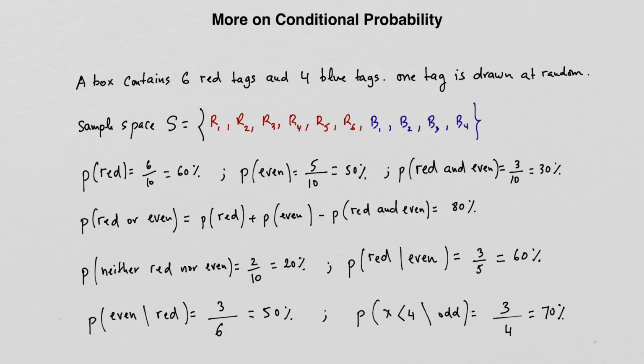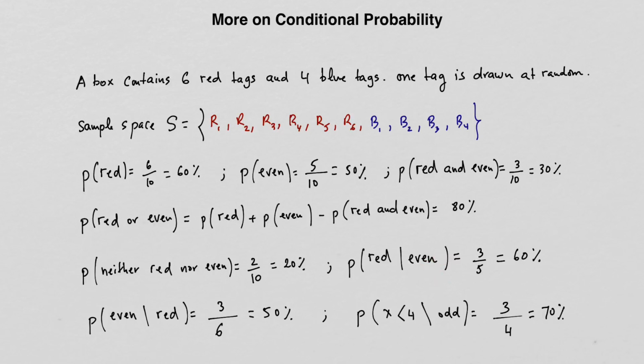So that's 20%. Now, what's the probability of picking red given... I forgot to mention the symbol for "given." I have been writing "given" before, but the symbol is this slash, like that. Okay, so that's just given. That's just a conditional probability. What's the probability of picking red given that it is already even?